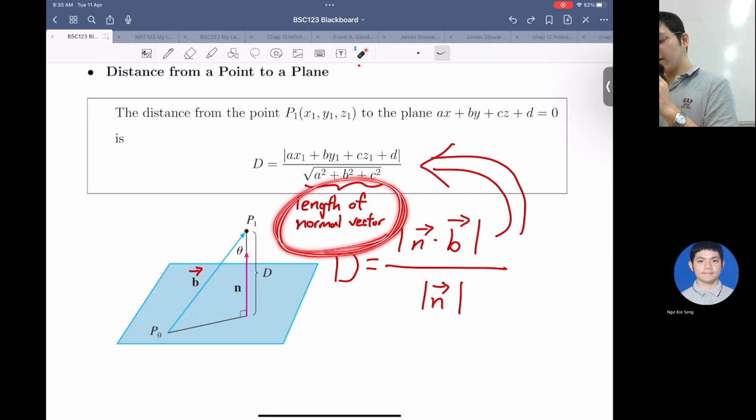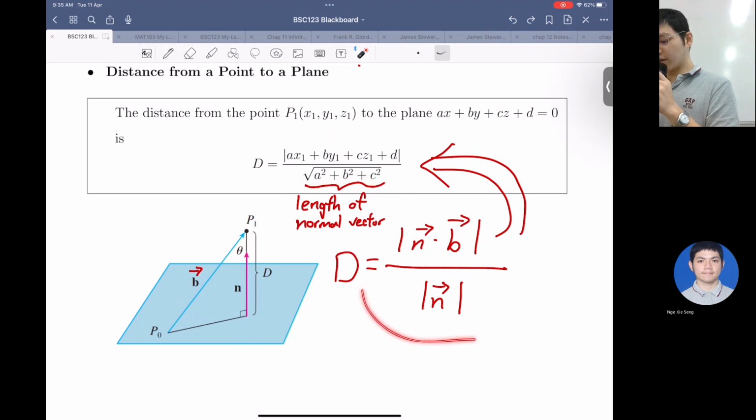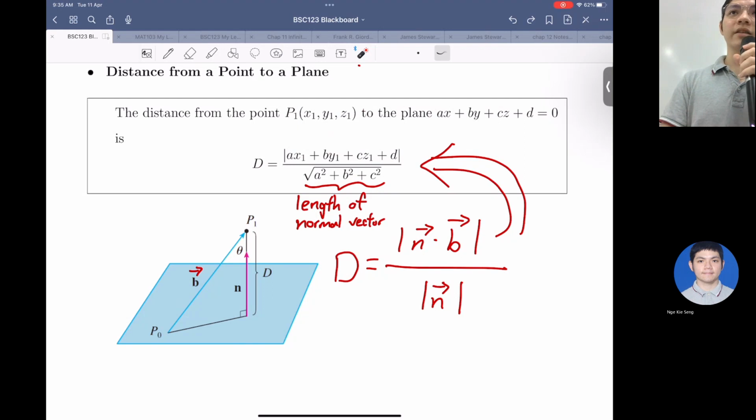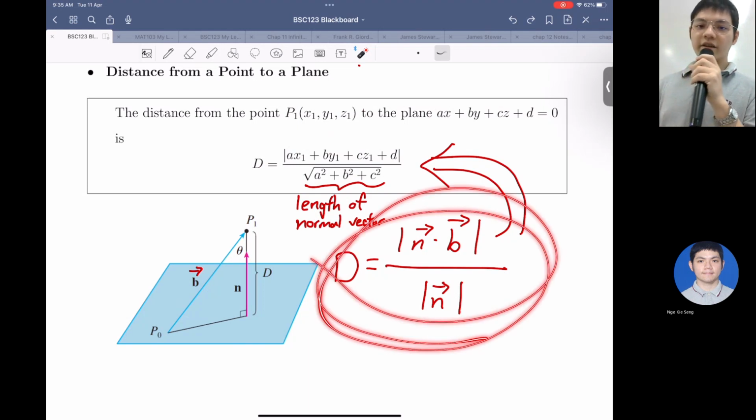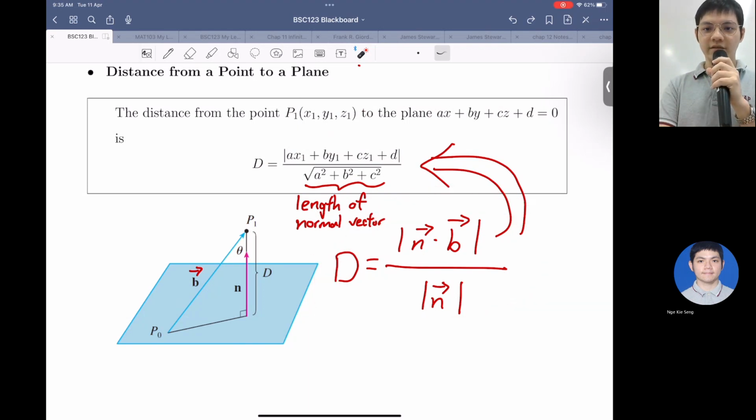So why are you dividing by the normal vector here? Because of the projection you learned before. You need to take into consideration the length of the vector. If you are interested, you can try and write this out, but we won't do it here.